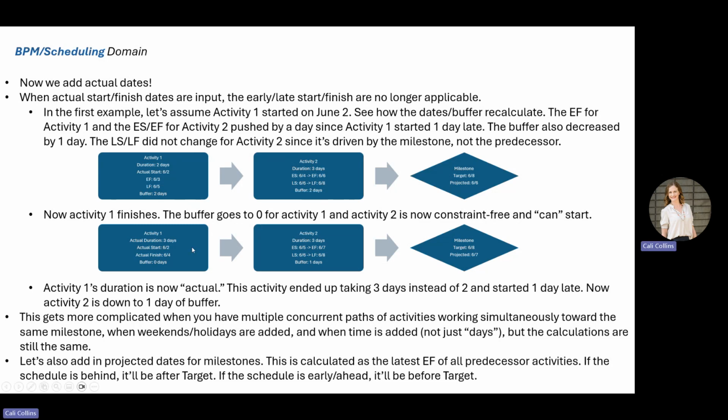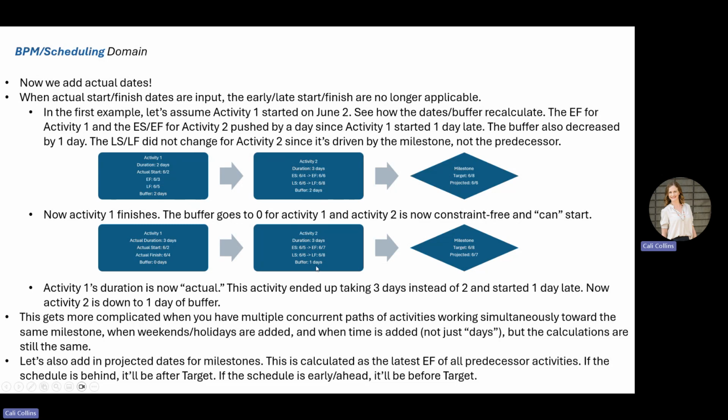So now going down here, let's say activity 1 has now finished. So we now have an actual start and an actual finish date, and the buffer goes to 0 for activity 1. Now for activity 2, it is now constraint free and it can start. So it is projected to start on the 5th. We'd also assume that today's date is probably now either the 4th, and we just mark this as complete, or today's date is the 5th, as of this example here. And now we can start it on the 5th, and it can go until the 7th.